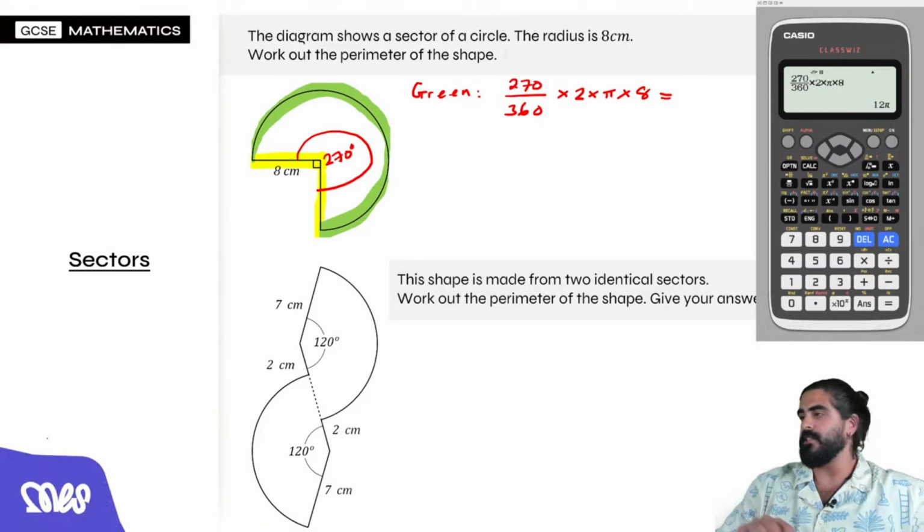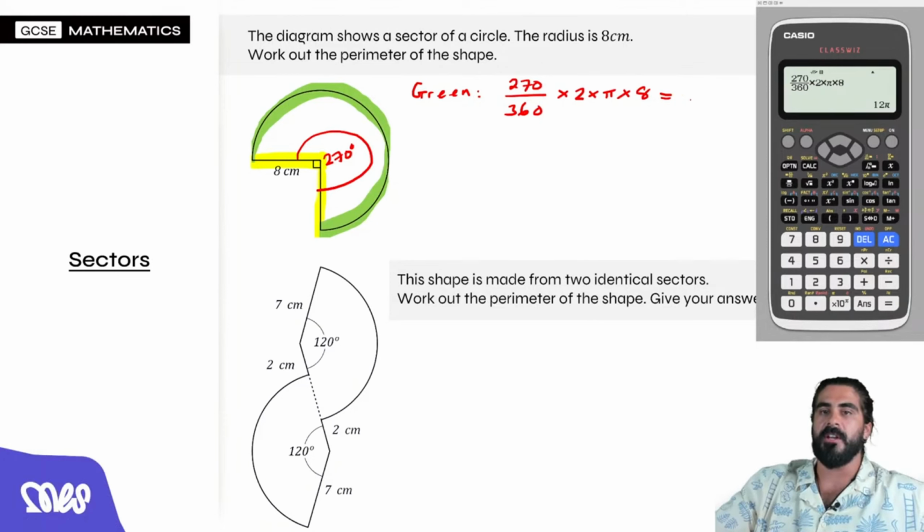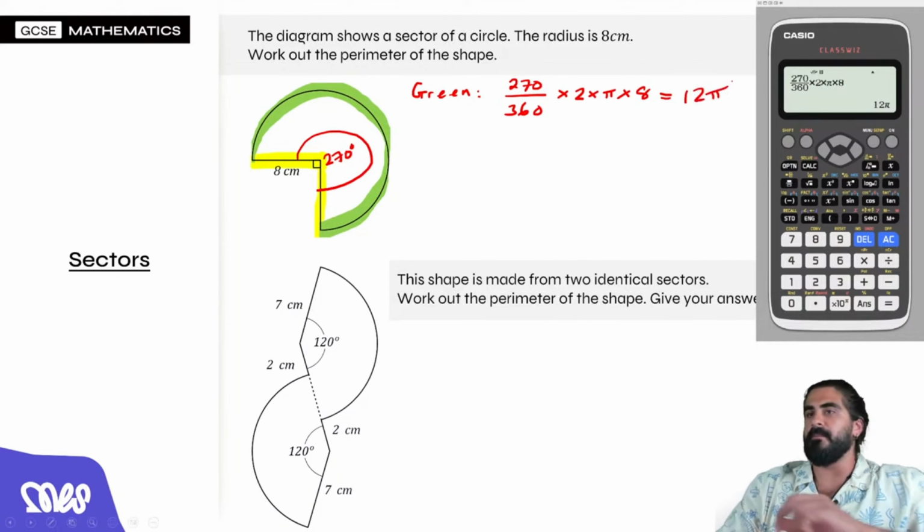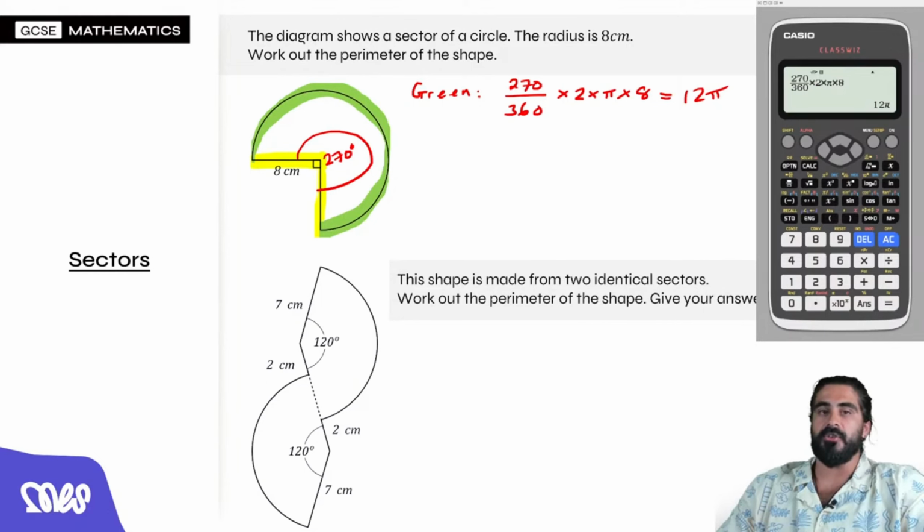It's also good for you to see how I type things in the calculator, because a very common thing when I'm teaching students GCSE is they don't yet know properly how to type things in the calculator. So when to use brackets, when not to use brackets. This is super important.